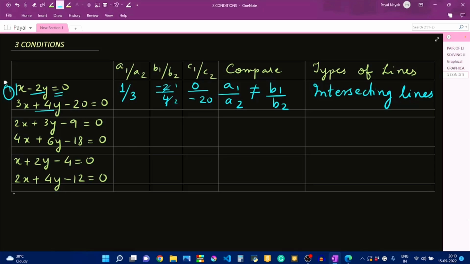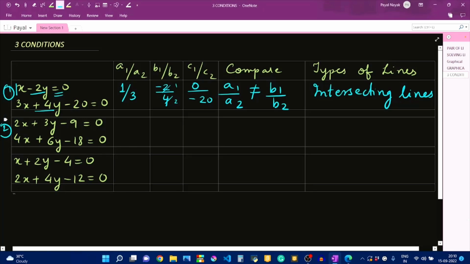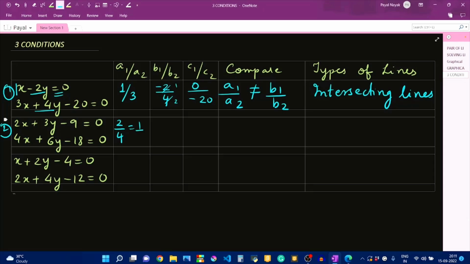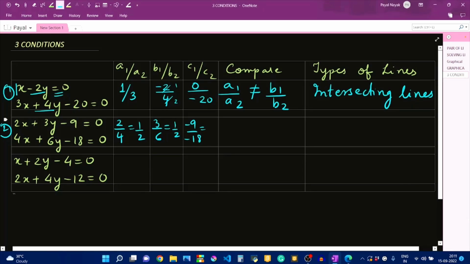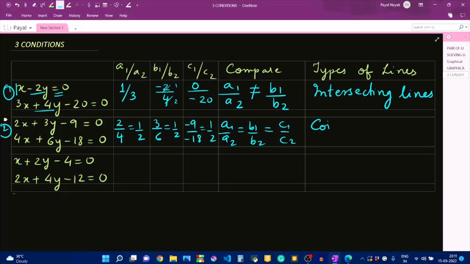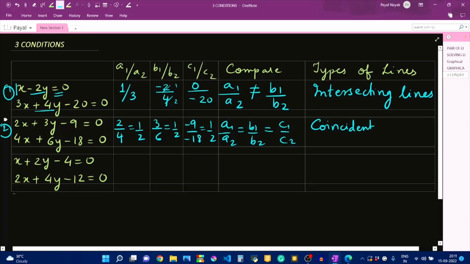Now let us move on to the second type of equation. Here you can see 2x plus 3y minus 9 is equal to 0. Let us find a1 by a2, that is 2 by 4, which is nothing but 1 by 2. b1 by b2 is 3 by 6, that's nothing but 1 by 2. c1 by c2 is minus 9 by minus 18, that is again 1 by 2. So what do you find here? a1 by a2 is equal to b1 by b2 is equal to c1 by c2. When all the three ratios are equal, the lines that you get are the coincident lines.